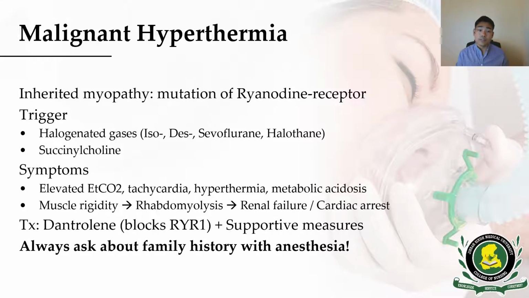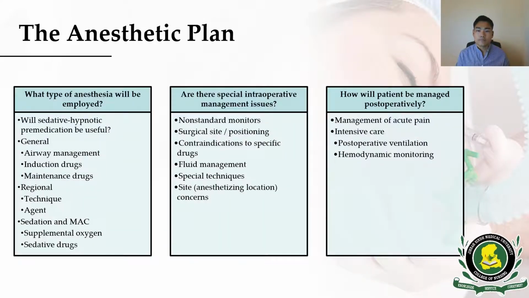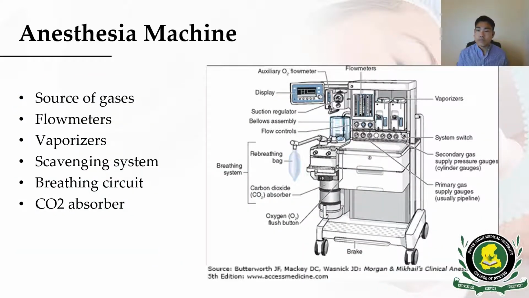And the agents that trigger this are halogenated gases or volatile liquids such as iso, sevo, desflurane, along with halothane and succinylcholine. And so this is why asking about anesthesia-related history is so important. And so if someone were to have any sort of risk for malignant hyperthermia, then we would make sure to remove all the triggers from the operating room and flush our anesthesia machine for at least 30 minutes. So using all this information, we then tailor our anesthetic plan to ensure a safe and effective surgery for the patient. Moving on to monitors and equipment.